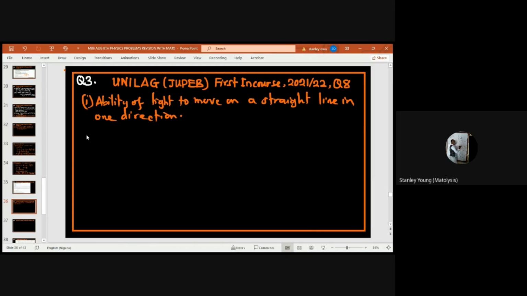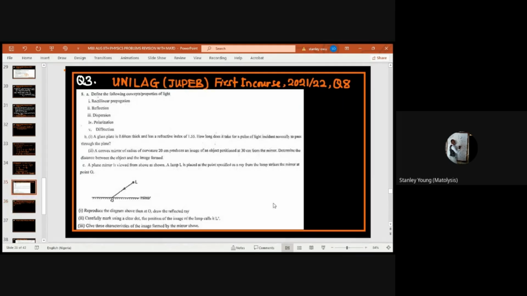Okay. So the second case is asking you for reflection. Reflection is the bouncing back of a wave or the repropagation of a wave after hitting a surface. Or in order to manage time well, I would just allow you to write that yourself. Dispersion itself is defined as the separation of light into its component colors.